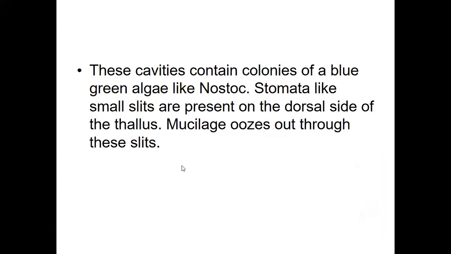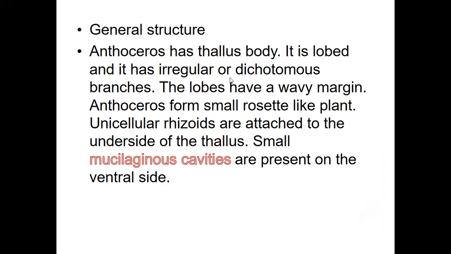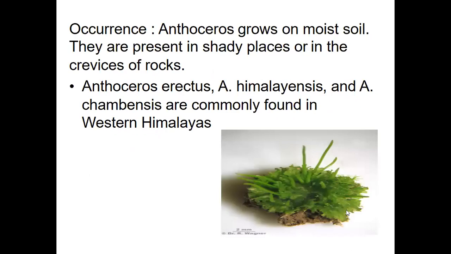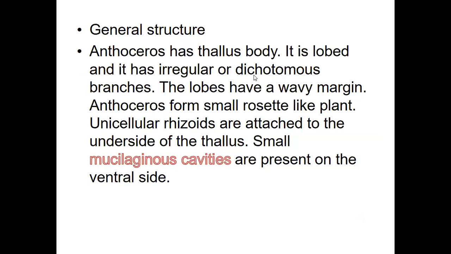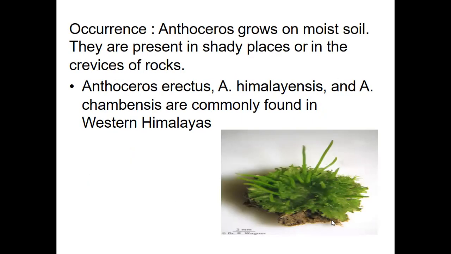Now, when we go into the general structure of the Anthoceros thallus, in the external morphology the thallus is a thalloid plant body. It is dichotomously branched and the branches are irregular. Marchantia is also a dichotomously branched thallus, but here the lobes are irregular. The margins or lobes of the thalloid plant body are not continuous, they are irregular. It is dichotomously branched, and the lobes have a wavy margin. The margin is not entire, it is not straight.